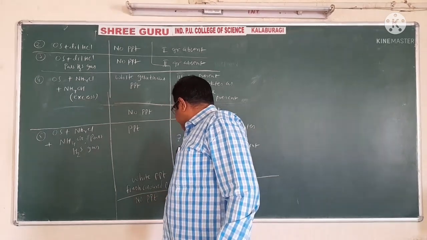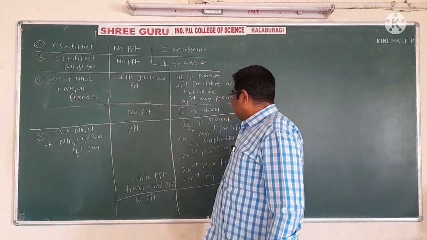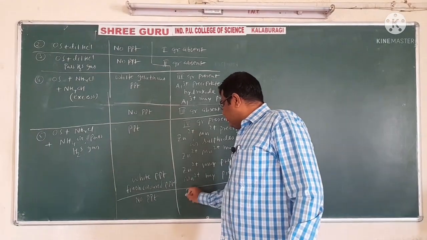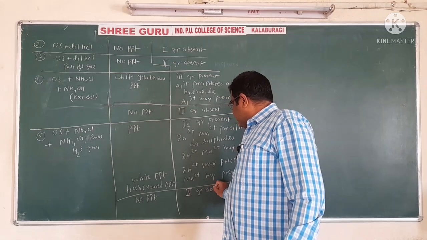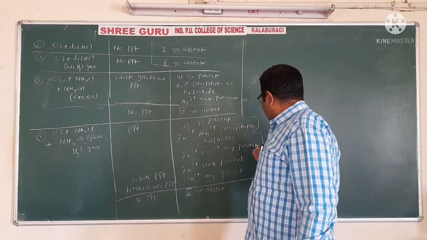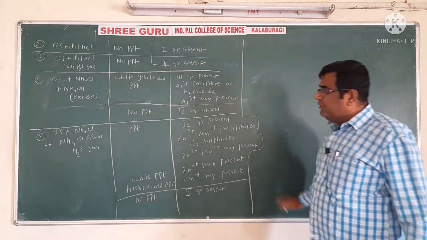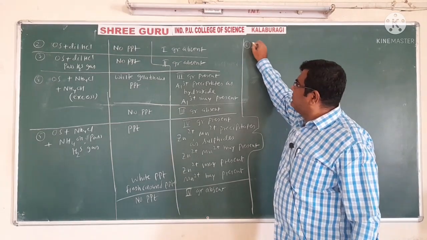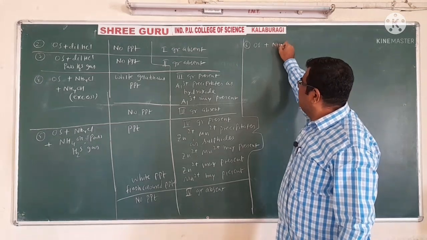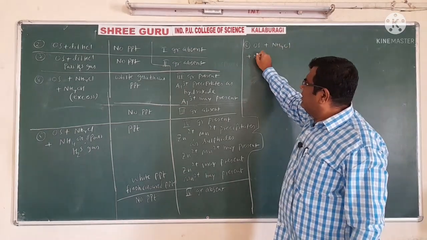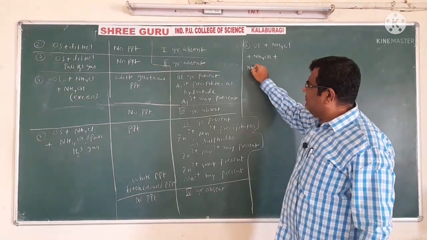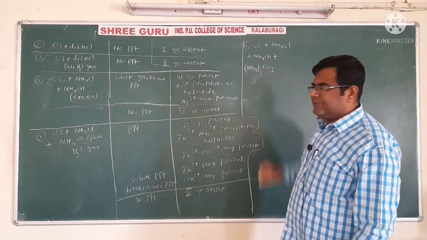And when it is no PPT, we have to say that fourth group absent. And if fourth group is absent, we have to go ahead to the fifth group now. So I write original solution. These are group reagents. Original solution, NH4Cl, ammonium hydroxide plus ammonium carbonate.